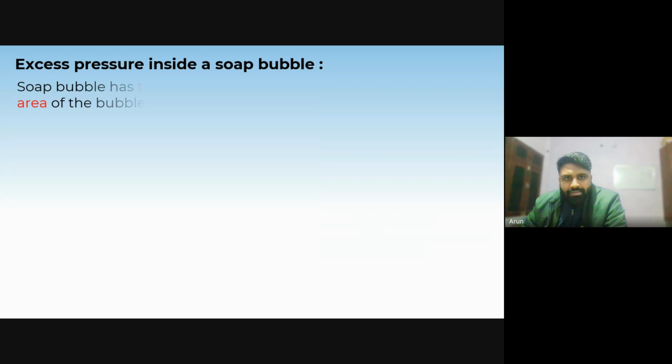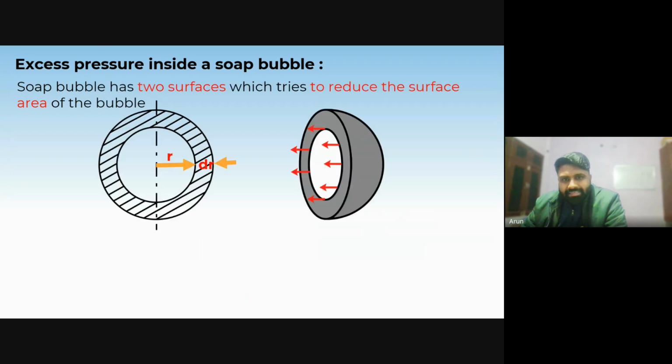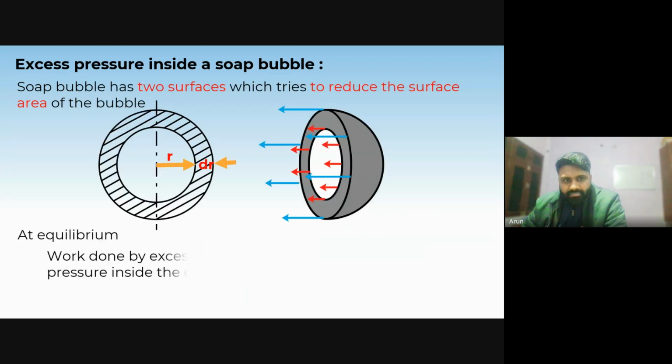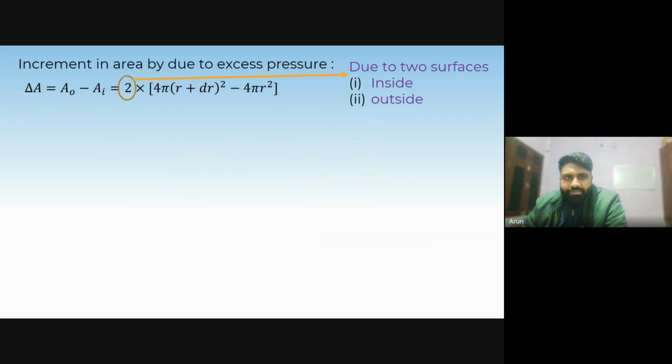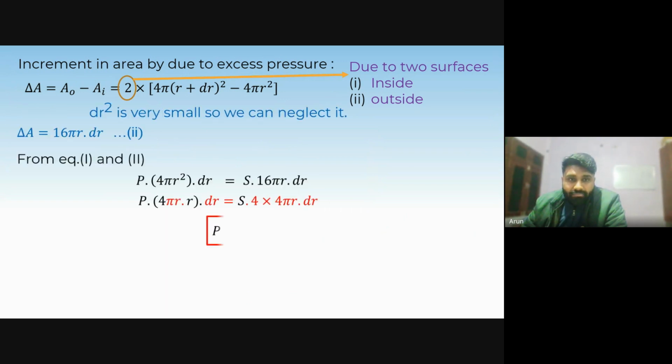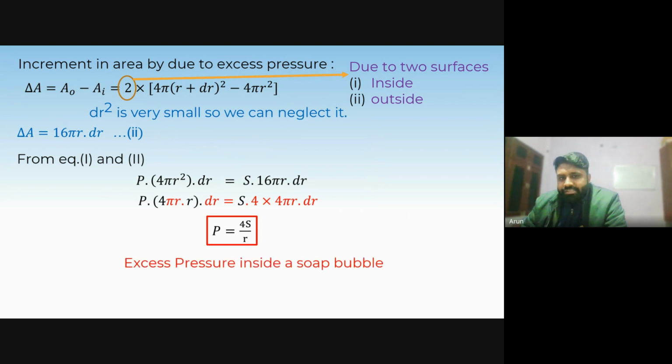I have told you all the things. The same thing, we only have to multiply with 2 due to the two surfaces, inside and outside. Now you have 4S upon r. This is the expression for it. So this is the excess pressure inside a soap bubble. Got it?